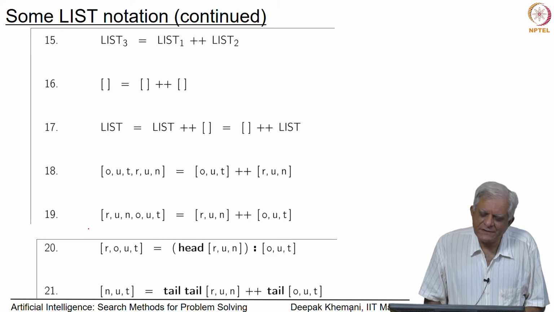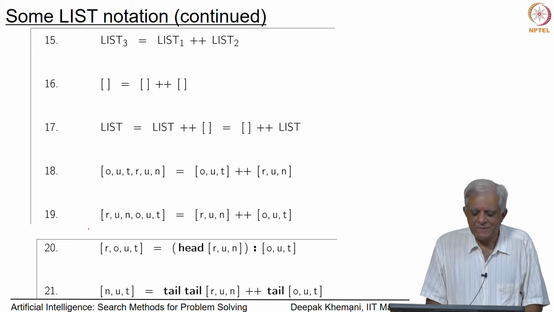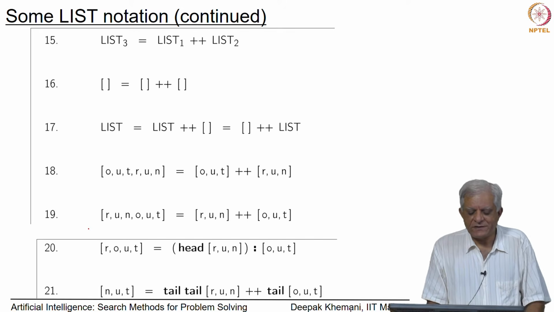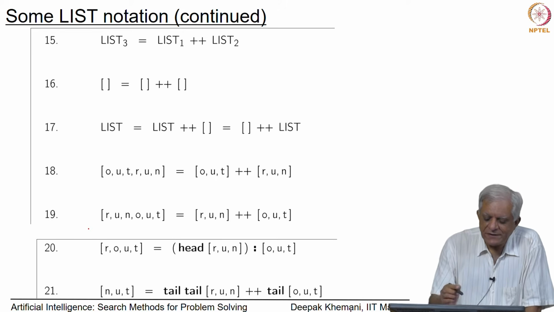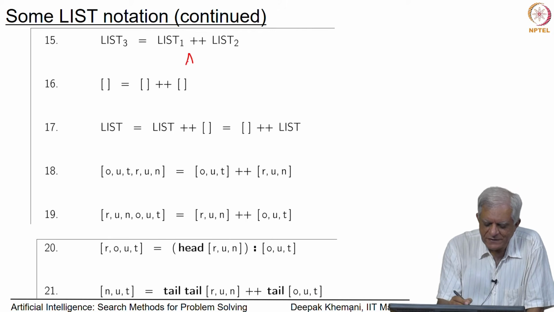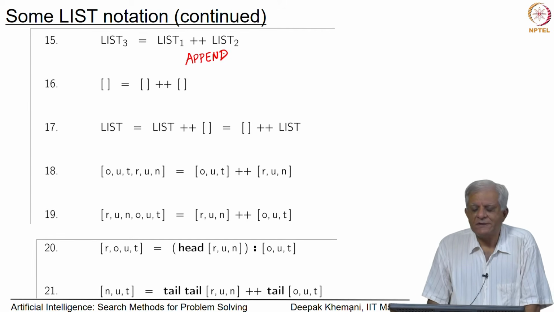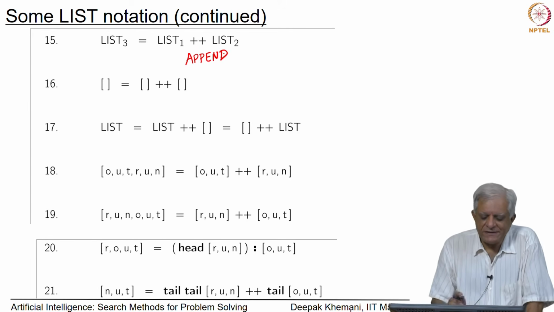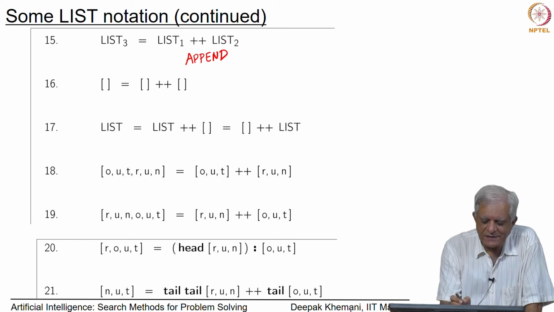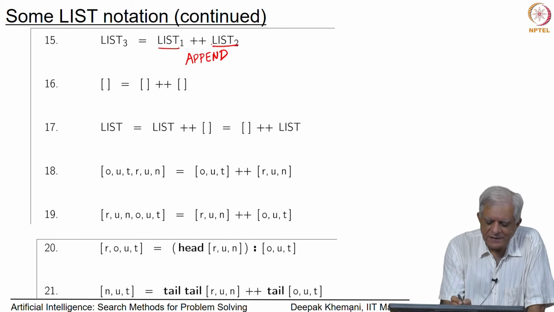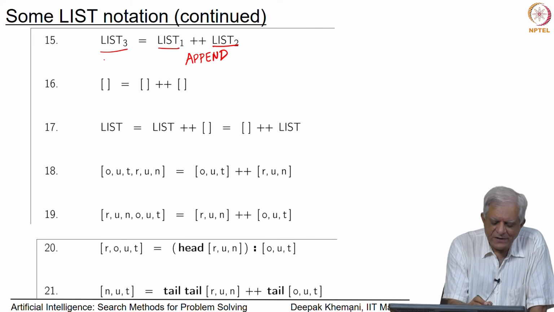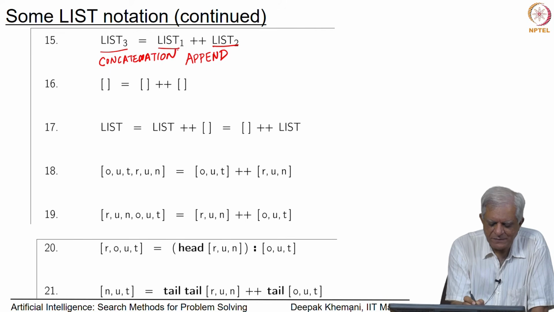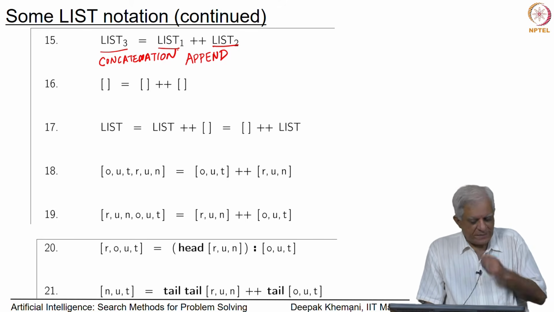Now, some of the operators commonly used for lists include the concatenation or the append operator. You might have written a program called append to list at some point. What this does is that it takes 2 lists, list 1 and list 2, and appends them to give you a list 3. We can also think of this as a concatenation operator. Both mean the same thing essentially. So, let us look at some examples here.